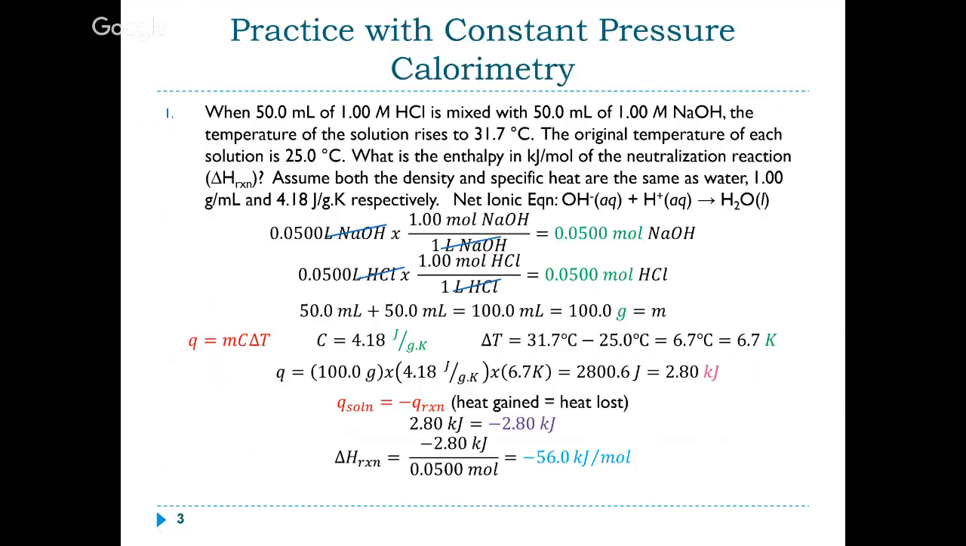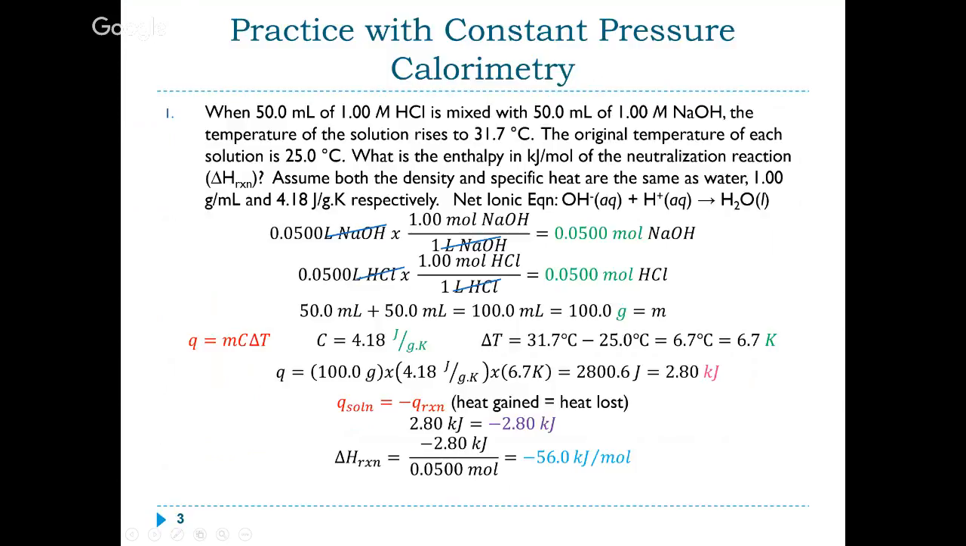So we need to have a mass of water because we're using this equation here for water. We need mass, the specific heat, and the temperature change. Specific heat was given to us. We're mixing our two solutions together, so our total volume is 100 milliliters. Because we assumed the density of our solution was 1 gram per milliliter, then we know that 100.0 milliliters is the same as 100.0 grams.